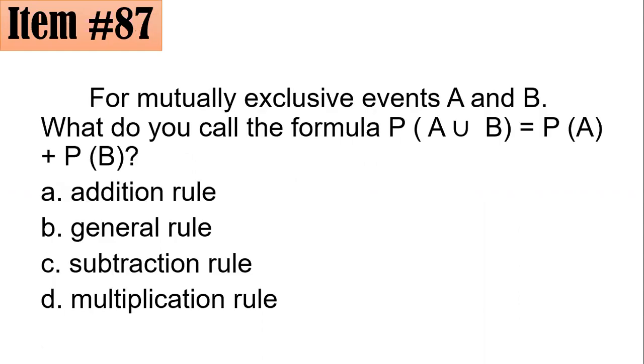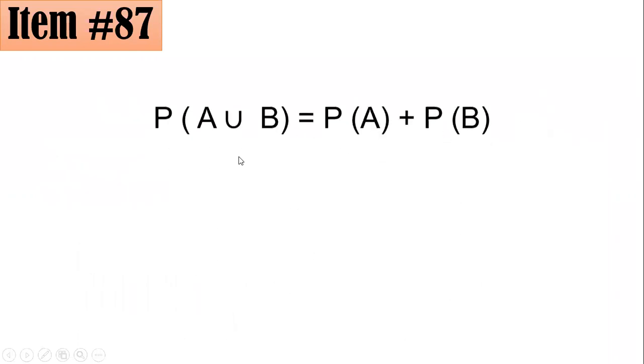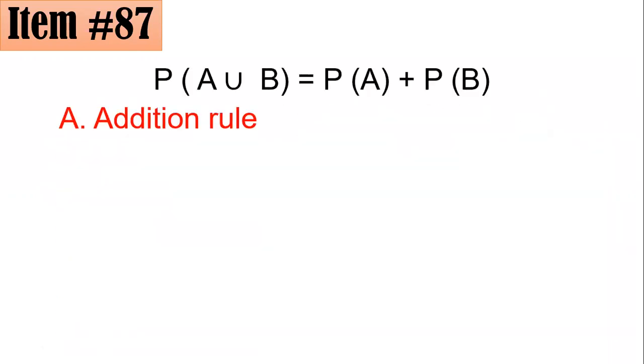87. For mutually exclusive events, A and B, what do you call the formula probability of A union B is equal to the probability of A plus the probability of B? Is it the addition rule, the general rule, the subtraction rule, or the multiplication rule? Okay, marami po sa atin ang sumagot ng A. And if you answered A, that is actually correct. It's what we call the addition rule po.